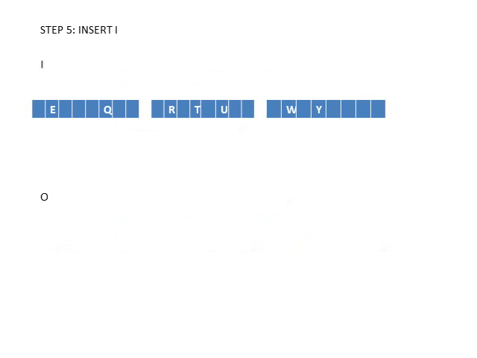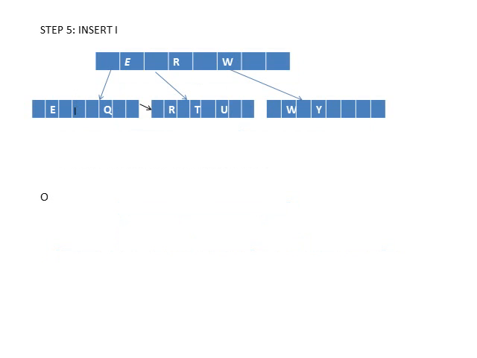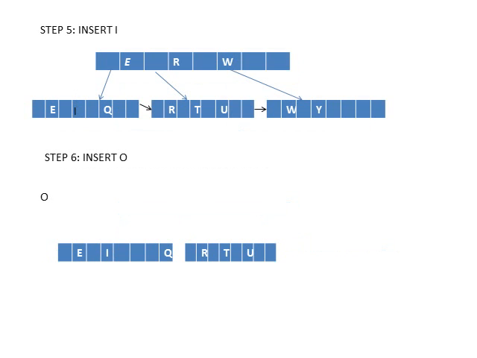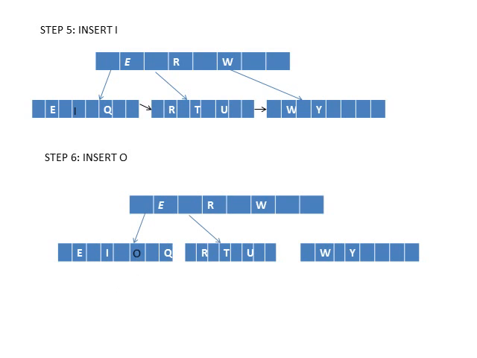Next node to be inserted is I. There is space in the nodes, so we directly insert I into the appropriate node, and we see the branches. Then the next key is O. O is again inserted into the appropriate node, and we again see the branchings.